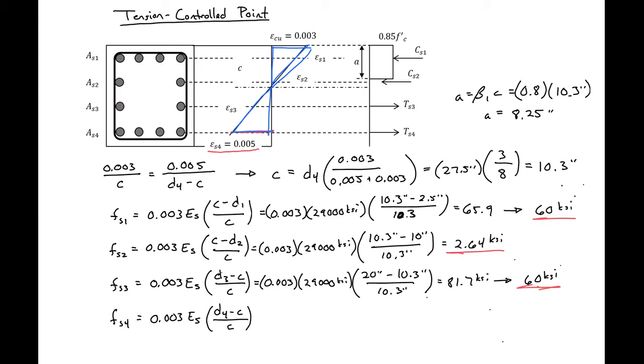And then our final layer of steel, we know is going to have a strain of 0.005. So we can just skip our calculation here and say that our fs4 is equal to 60 ksi. And this is because we're setting it equal to tension controlled, which is past yield. So now we have our stress in each layer of steel, and we have our c and we have our a to move forward.